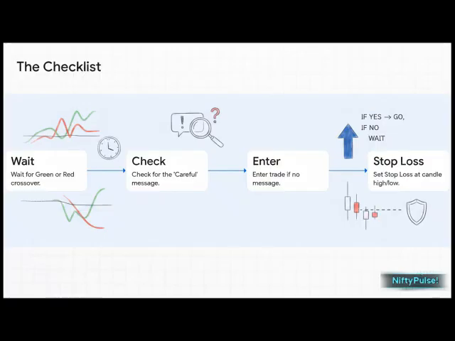Let's pull all of the source material together into one cohesive, rapid-fire summary. So the crucial point is following this precise four-step sequence. Step 1, wait patiently for the Nifty 15-minute candle to interact with the green or red crossover lines. Step 2, strictly inspect that specific candle for the visual careful warning message. Step 3, if there's no warning message, confidently enter the trade based on those binary if-then rules. And step 4, immediately upon entry, physically set your stop loss at the candle's high or low to protect your capital. It really is an elegant, closed-loop system that leaves absolutely no room for guesswork.